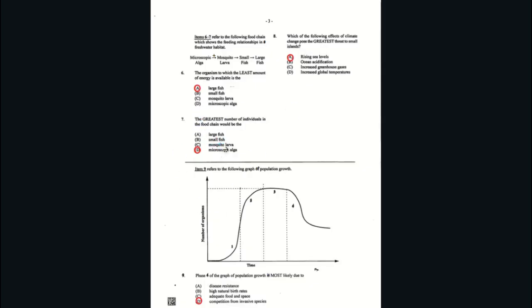you do realize that the numbers decrease, right? Because what you can have is an apex predator at the top of the food chain, and they can wipe out everything. What you realize is that you usually just have a few of them compared to the producers and everything else. So that's basically the reason, right? So the greatest number of individuals in the food chain would be the microscopic algae.